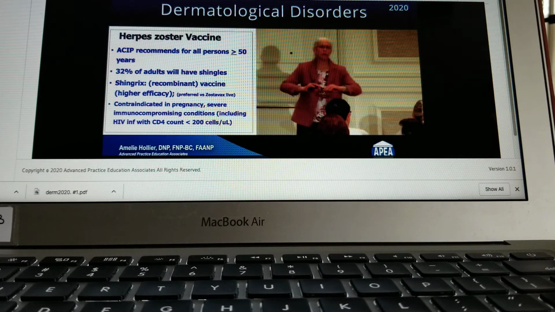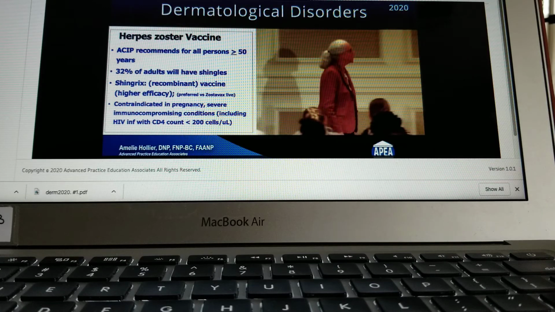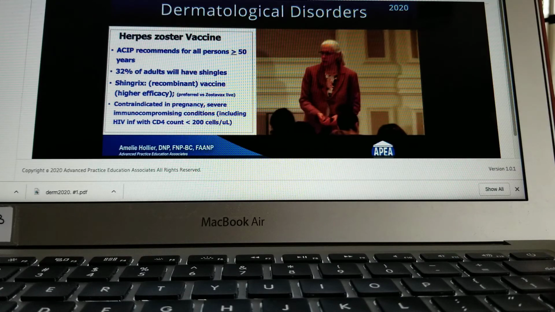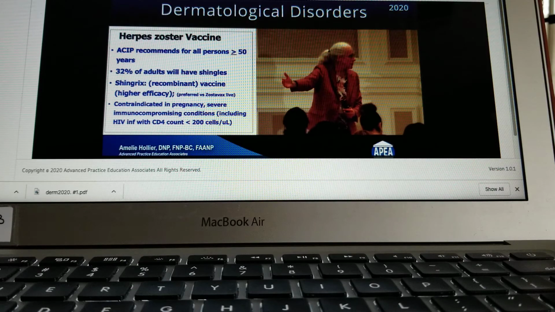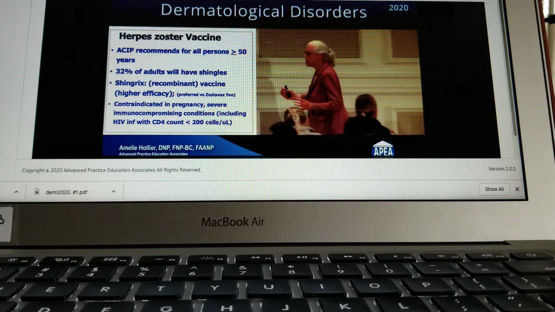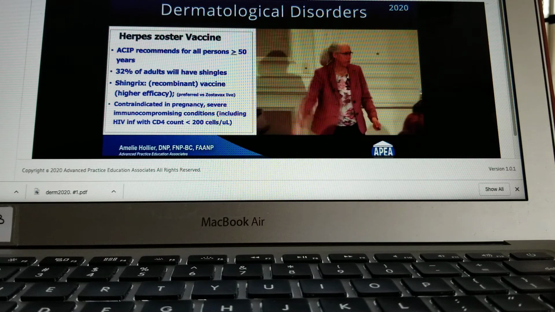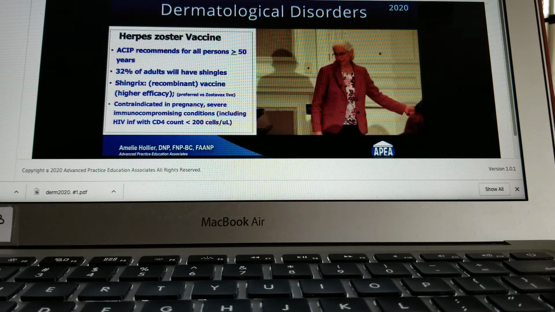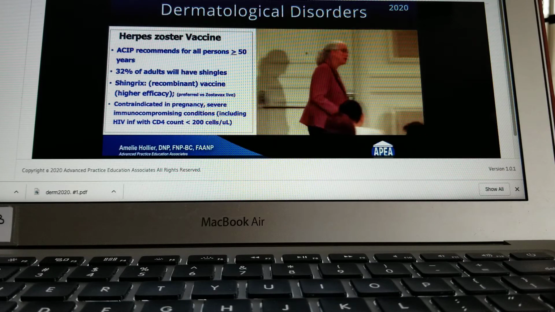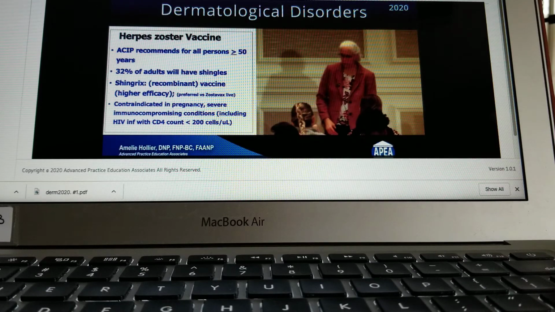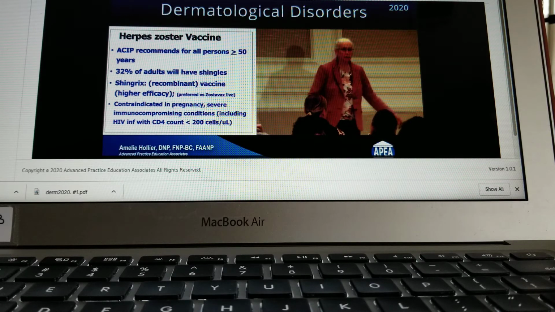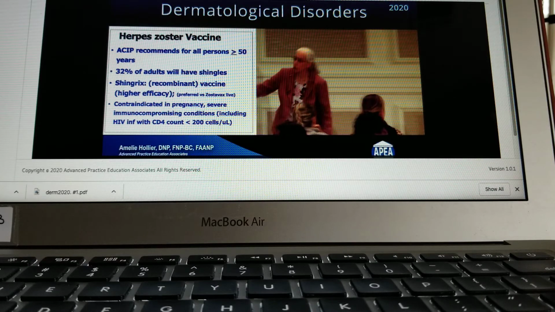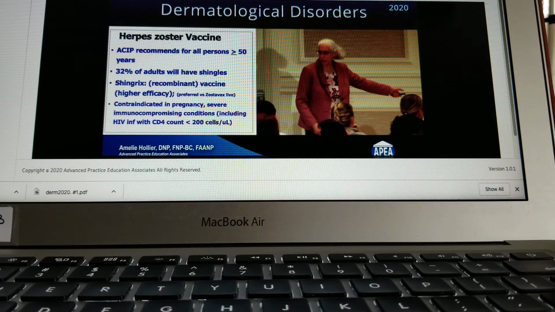So, we have this wonderful herpes zoster vaccine. Do you know who ACIP is? It's the immunization arm of CDC. And ACIP is the organization that gives us all the recommendations for immunizations. And they say, listen, if you're 50 and older, we got this wonderful new vaccine to give you. And it's called Shingrix. It's a recombinant DNA vaccine. And it's got a higher efficacy than the live immunization that's on the market, still on the market, called Zostavax.